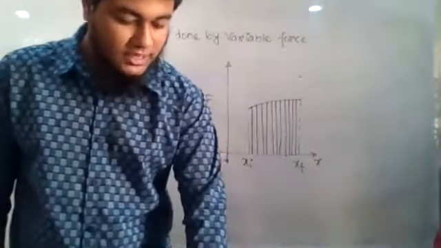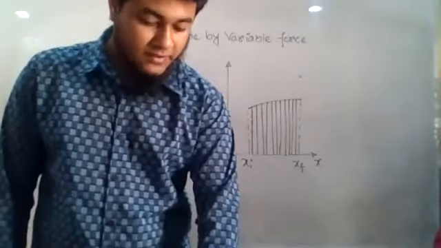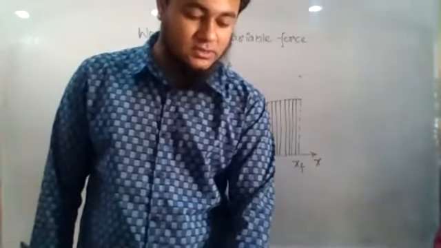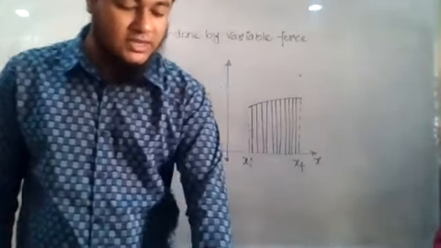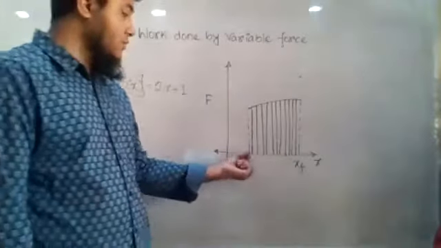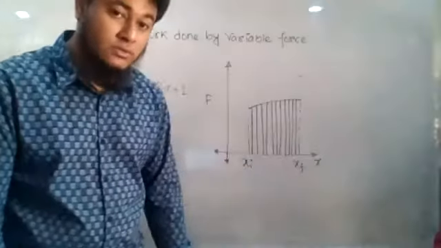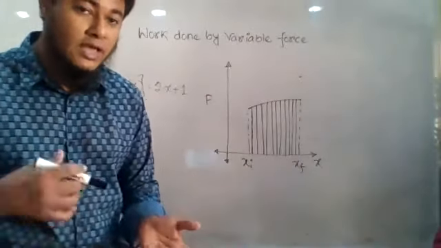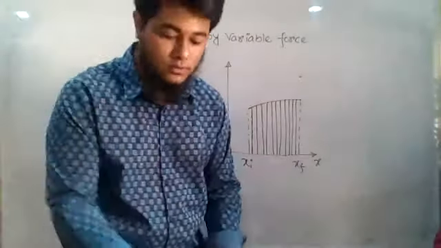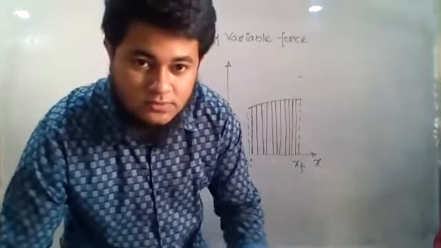Now we will calculate the work done by a variable force while the object is going from initial position xi to final position xf. From xi to xf, I'm moving it along the x-axis. I'm doing some work. Now I want to calculate the amount of work that I'm doing, okay?